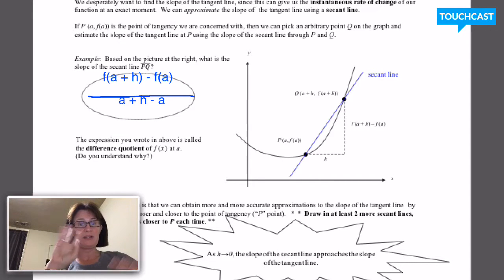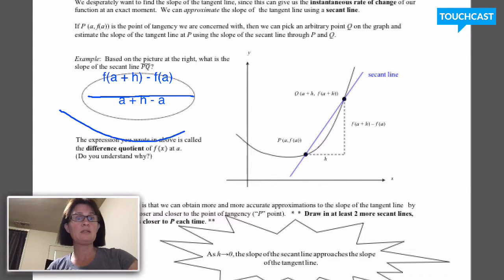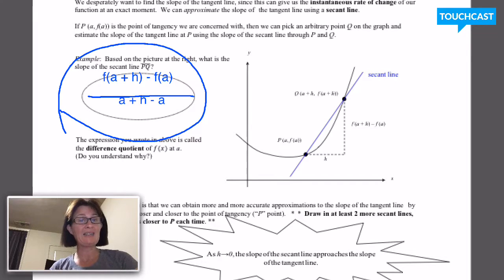So here I am in the middle of page 2 of your handout. And we wrote in the difference quotient. We said that this is an expression for the slope of the line through 2 points on our graph. So the slope of the secant line.